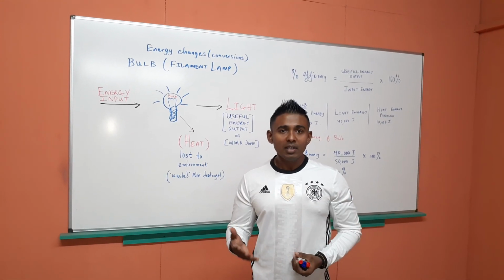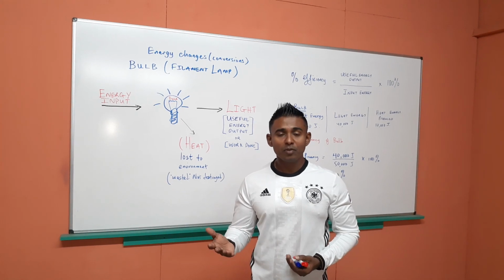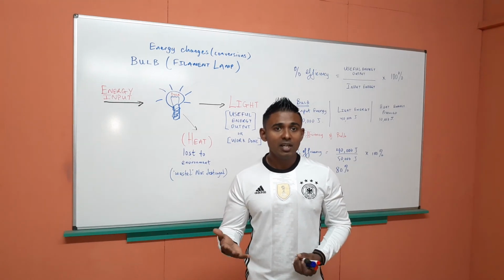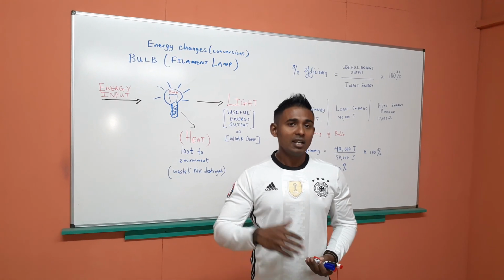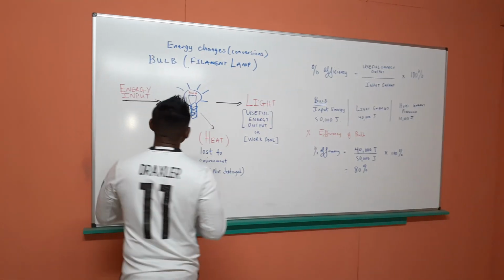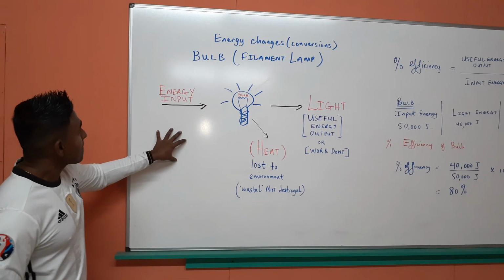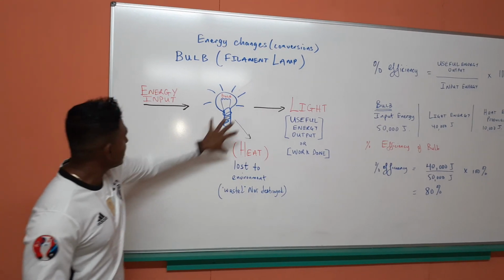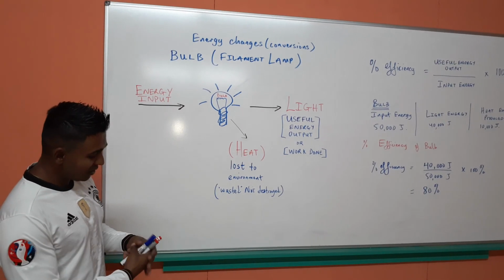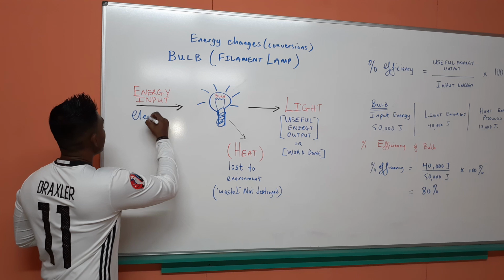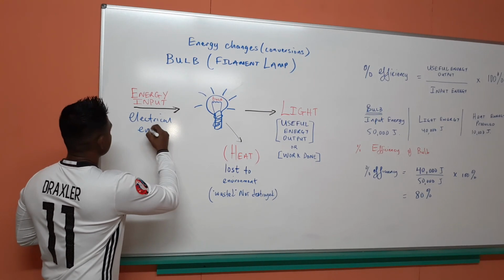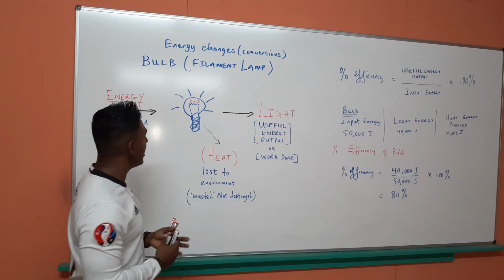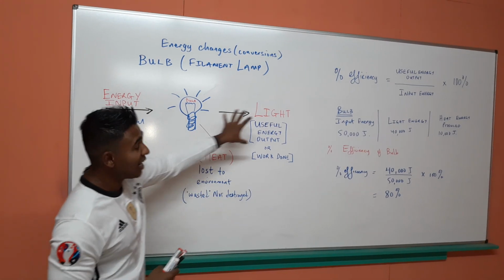So, for example, if you look at the household bulb, right, the job of that bulb, which is in fact a machine, is to convert electrical energy into light energy. So, as you can see here, on the board, the energy conversions that take place in a filament lamp. So this is the bulb here, and the energy input, of course, is electrical energy. When that electrical energy comes into the bulb and heats up the filament, it then produces light.